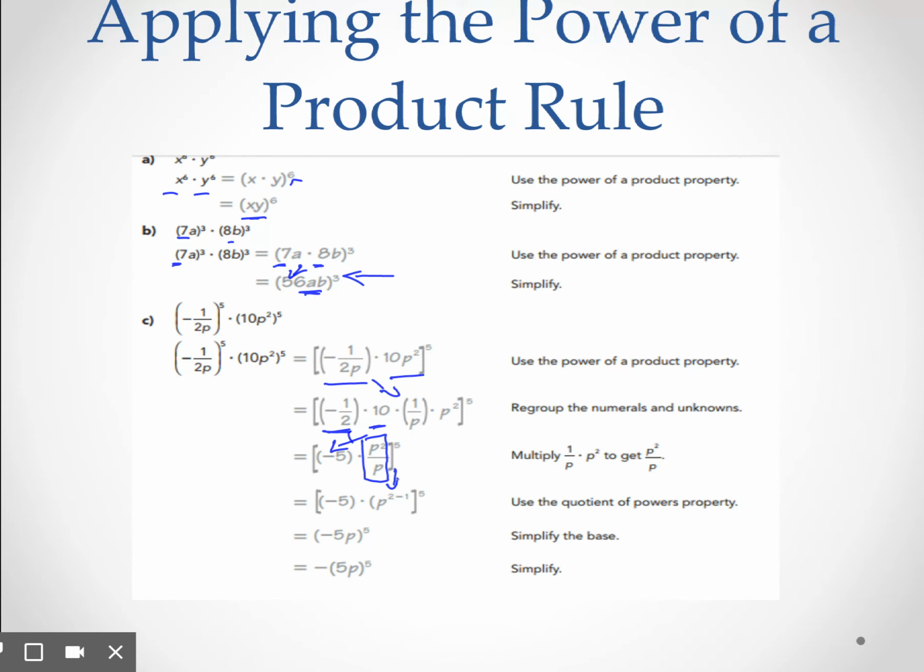So you're going to do p squared minus 1, and that's just p to the 1st power. So now we have negative 5p to the 5th power. Again, I know that one's a little difficult. You won't have to do a whole bunch where they require the mixing of fractions and whole numbers like that. But in case you do run into a challenge, just follow the step-by-step process.